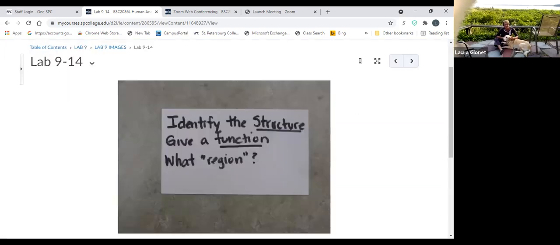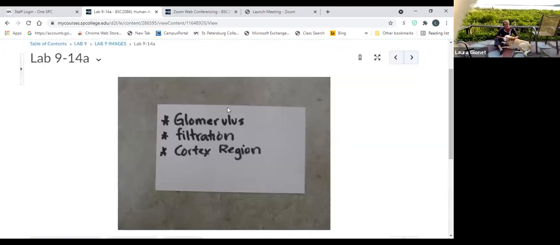Right, so identify the structure, give a function, and maybe what region, cortex versus medulla. Right. So it's a glomerulus, filtration, from the cortex. That's what the pointer is pointing to.